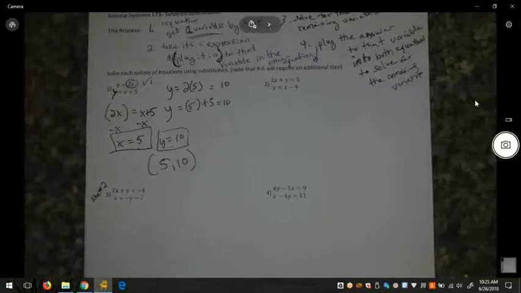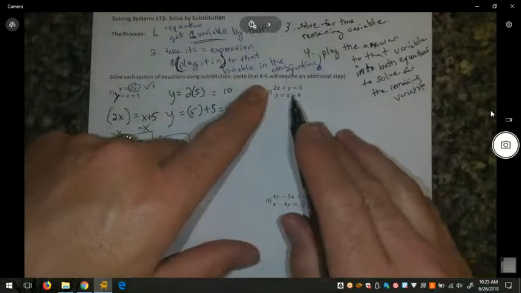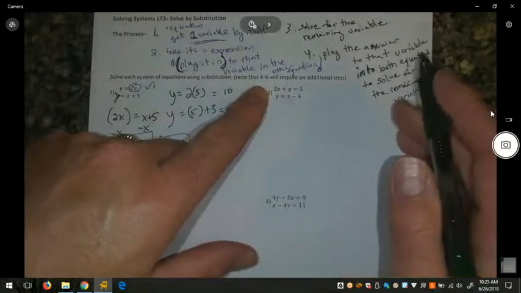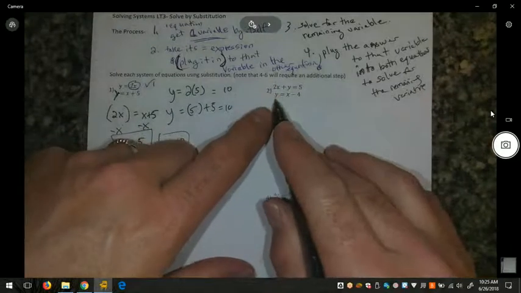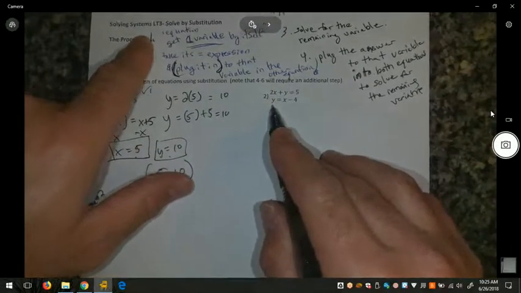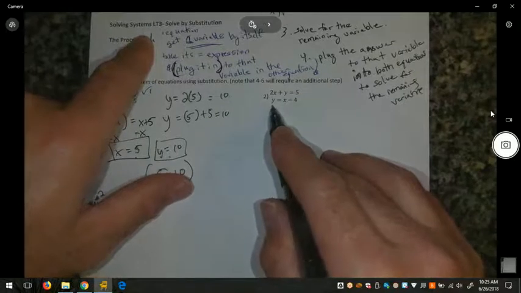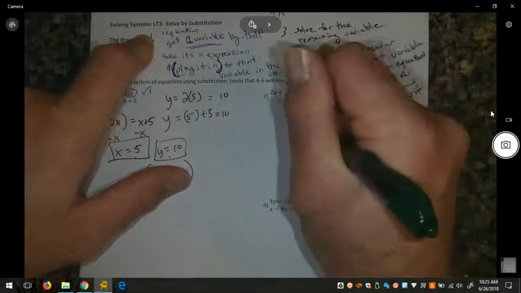For example 2, we have one equation in standard form. It would be easy to get that y variable by itself if I wanted to, but I don't need to because in the other equation, the y variable is already by itself. So step 1 is already completed for us. We do not need to get a variable by itself. Remember, this only has to happen in one equation.